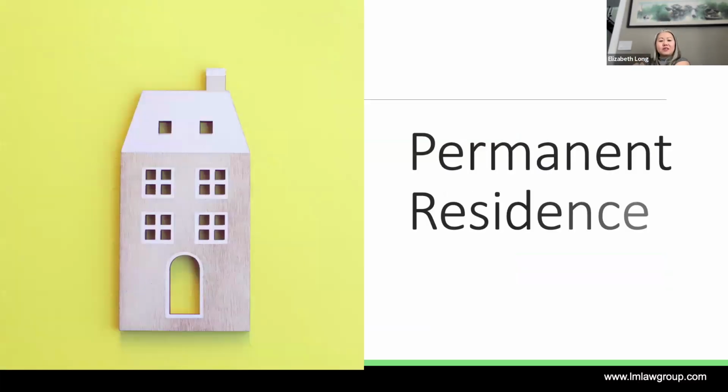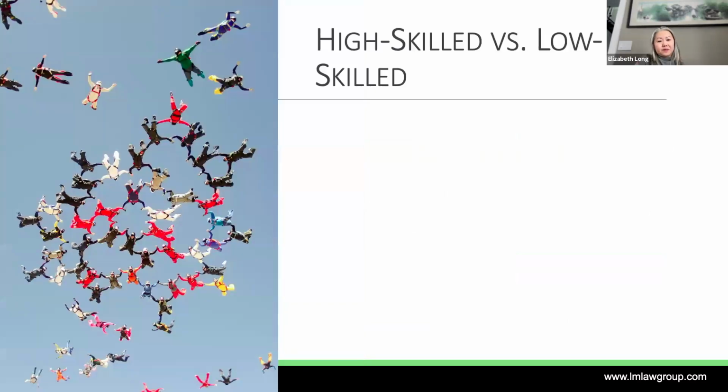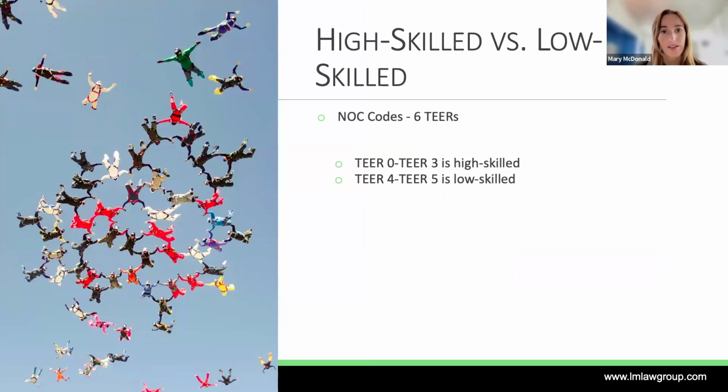All right, so let's move on to permanent residence. When we talk about permanent residence, one of the key things to understand from the beginning is the difference between high skilled and low skilled work. IRCC has sorted every job into high skilled versus low skilled NOC codes. A NOC code is a National Occupation Classification code, and it has different tier levels. In the code, tier 0, 1, 2, and 3 are considered high skilled, and tier 4 and 5 are considered low skilled.